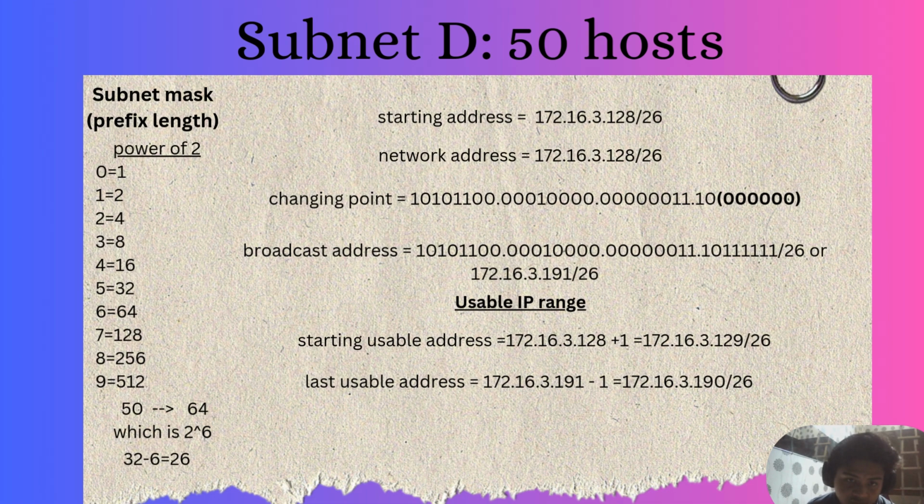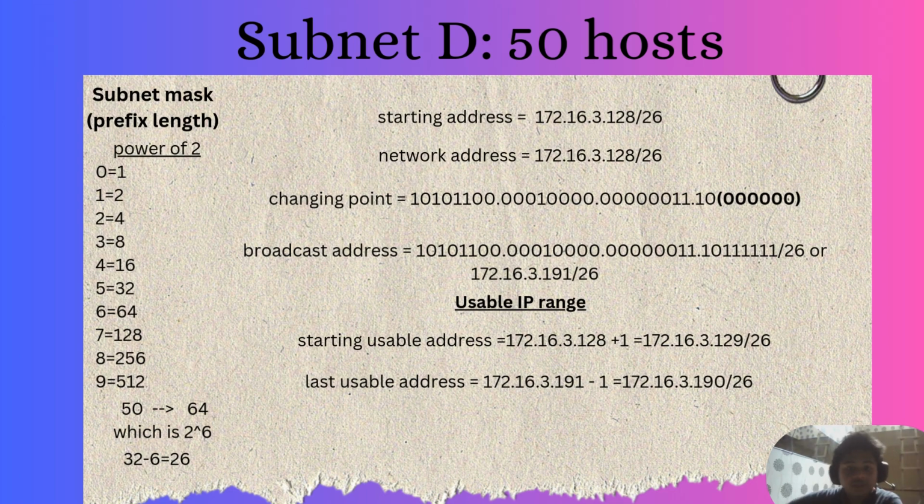The network address is the same as the starting address, which is 172.16.3.128/26. So /26 means that you need to keep the first 26 bits and change the last 6 bits to determine the broadcast address. So you get 172.16.3.191/26 for the broadcast address.